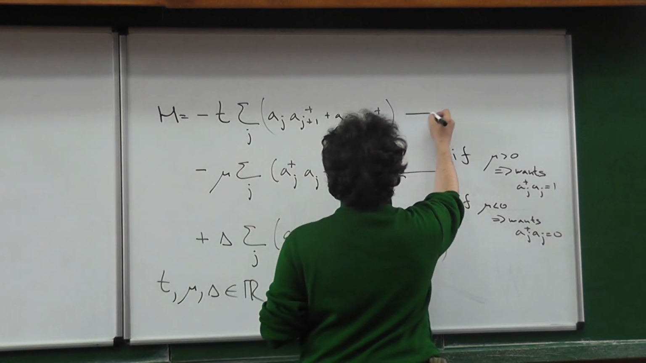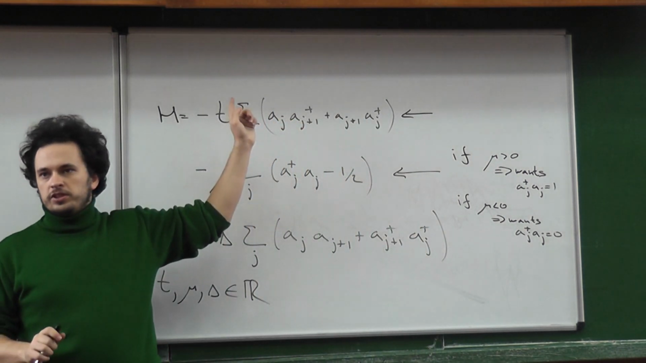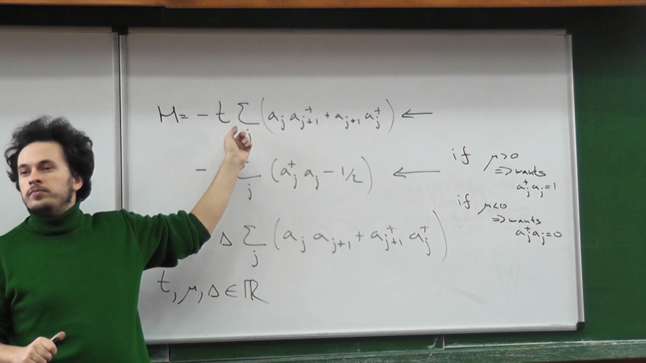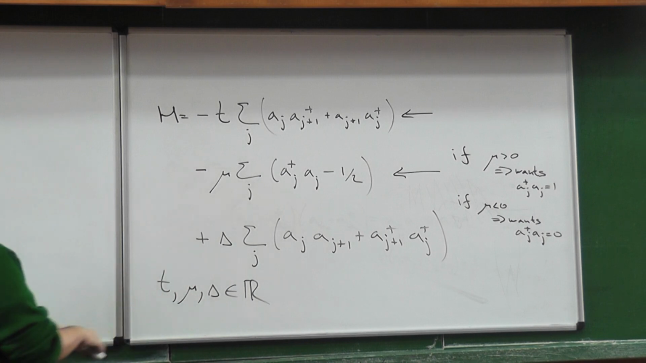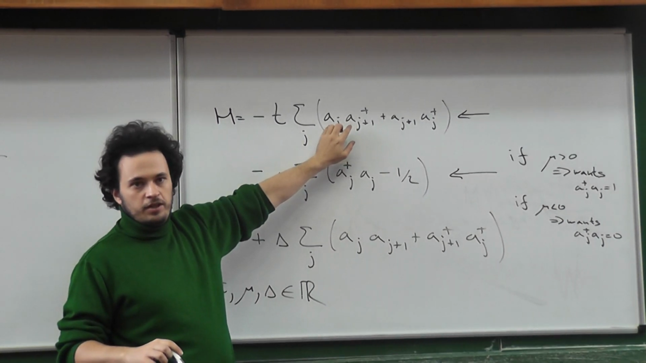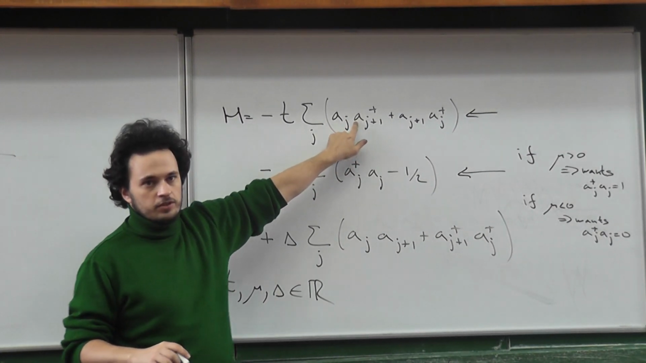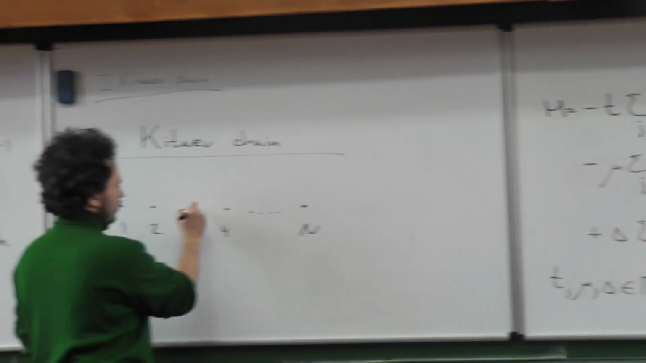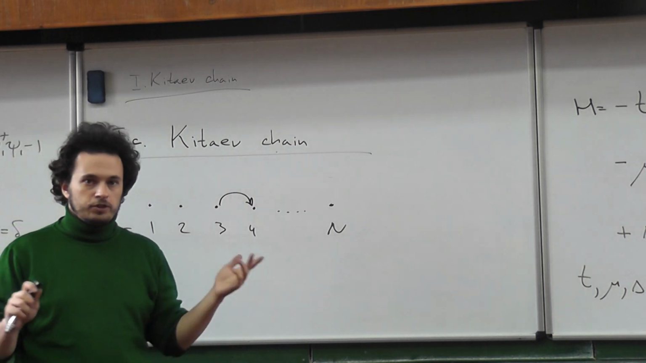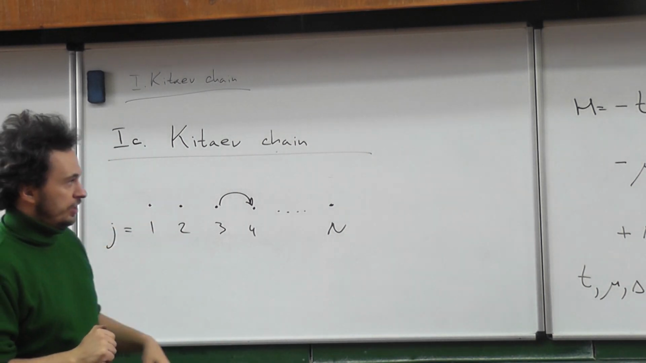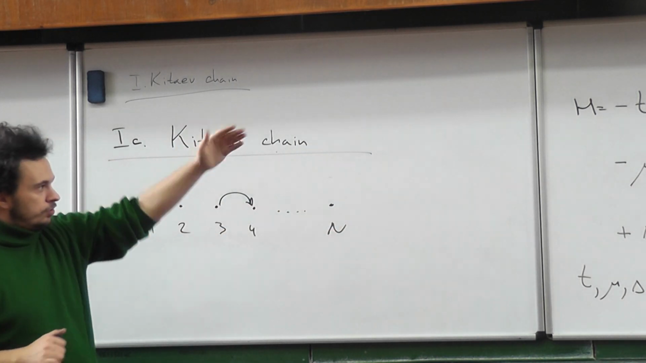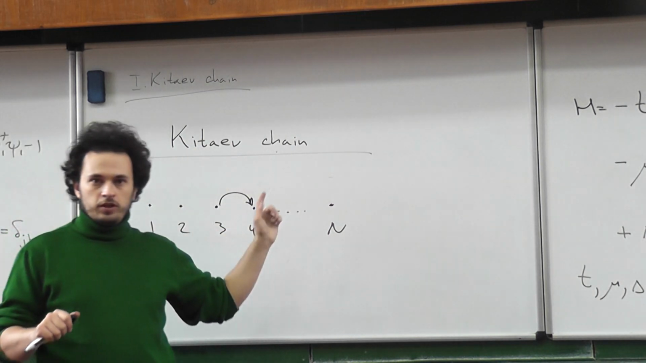What is this term? Can anyone guess or tell me what this term describes? Jumps. Jumps, yeah. So this thing takes an electron at site j, and it creates an electron at site j plus 1. So it wants to take an electron here and move it here. It describes the electron jumps, the electron hopping along the chain. And the other term describes hopping in the opposite direction. This is the term that tells me my electrons would like to jump around.